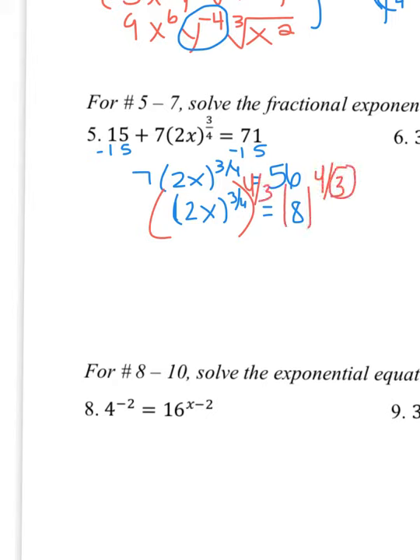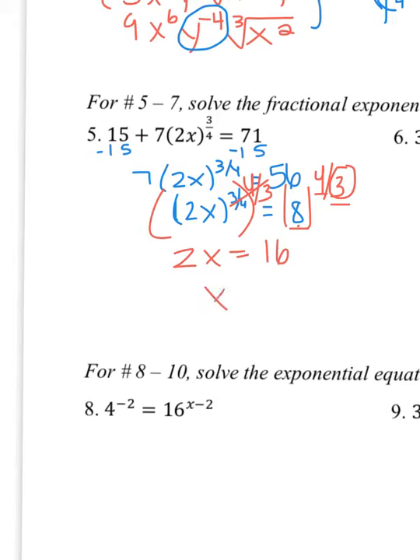The denominator here is a 3. So what I'm really doing on this side, this is going to cancel out, so I get 2x equals, on the right side, I'm really doing the cube root of 8 to the 4th power. The cube root of 8 is 2, not plus and minus 2 because it's an odd root. The cube root of 8 is 2, and then 2 to the 4th is 16. So if you just type that into the calculator, you end up getting 16.